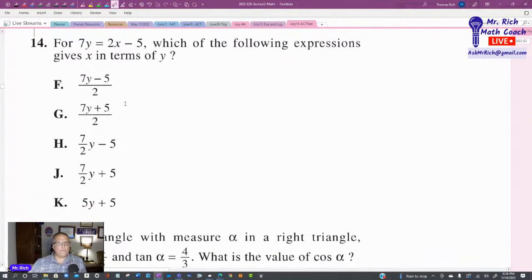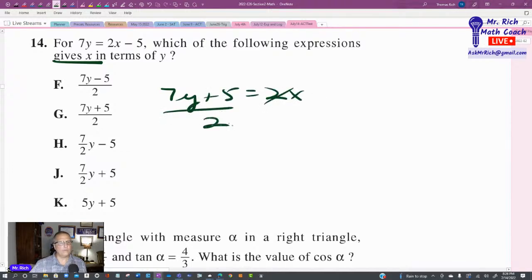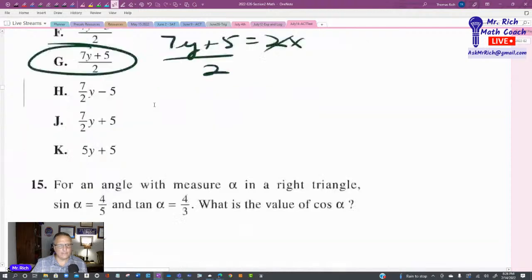14. For 7y equals 2x minus 5, which of the following expressions gives x in terms of y? Okay, they want me to solve for x here. I need to find x. I'm going to add 5 to both sides and then divide by 2. I like G. That was easy, almost too easy. Double checking my work here. Nope, I think that is right.